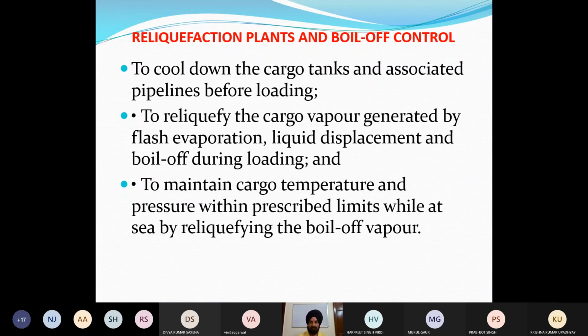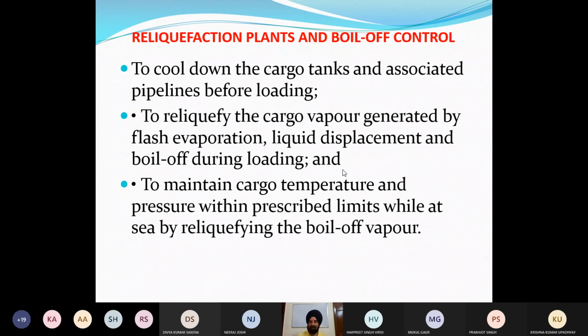Second, to reliquefy the cargo vapor generated by flash evaporation. We call this boil off. Liquid displacement and boil off during loading. And third, to maintain cargo temperature and pressure within prescribed limits during passage, by reliquefying the boil off vapor back into the liquid. So this is the purpose of this plant.